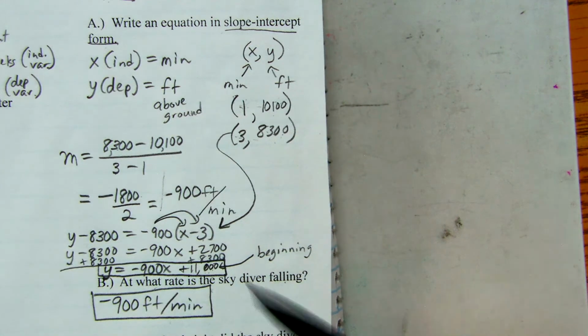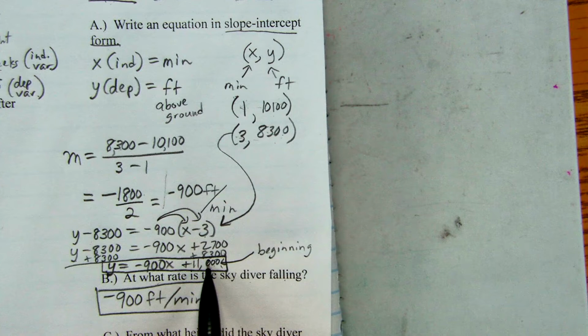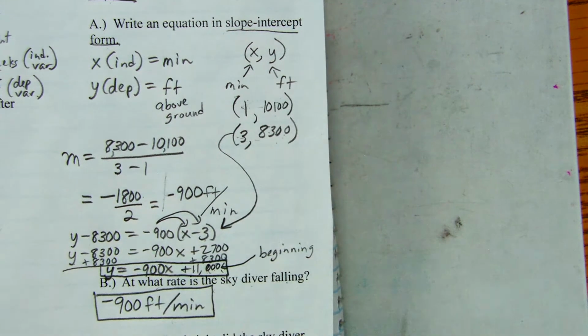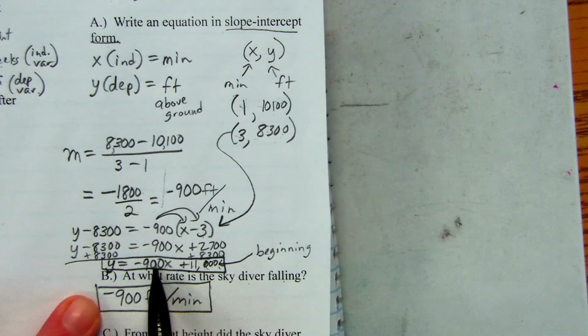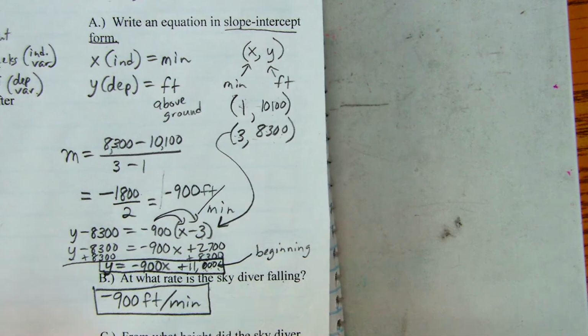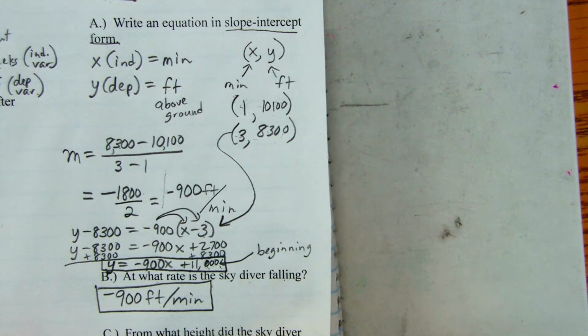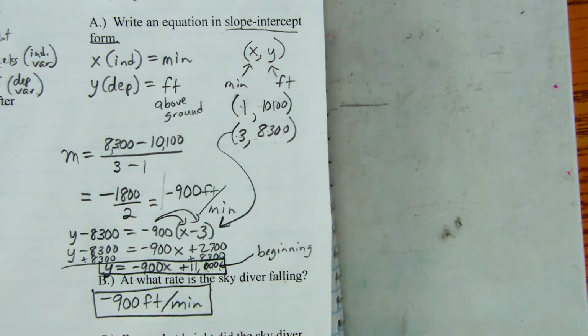Do you understand how I got that out of this equation? This is the beginning point. So when they want to know where he started from, it's right there. They want to know how fast he is falling? It's right there. So when we find the slope-intercept form, we now know how high he jumped from, and we know how fast he's falling.